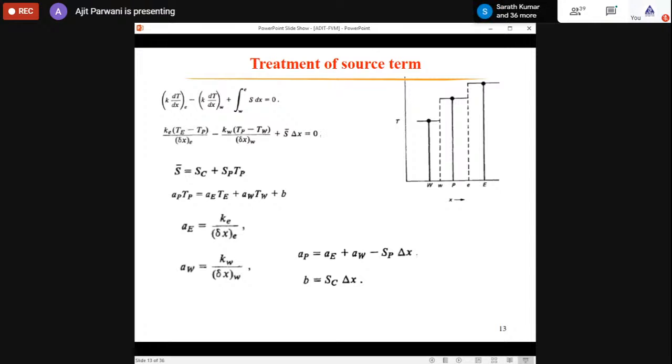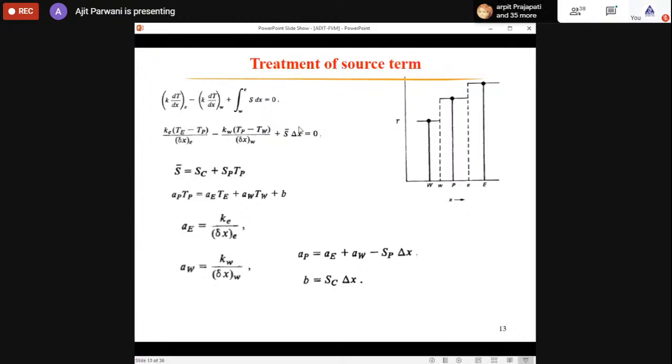Now, treatment of the source term. What is this source term? What is this treatment of a source term? Now, as I said, this source could also be a function of temperature. It is not always that the source is a constant value. If it is a constant value, then I can use S is equal to S bar delta V. There is no issue in it.